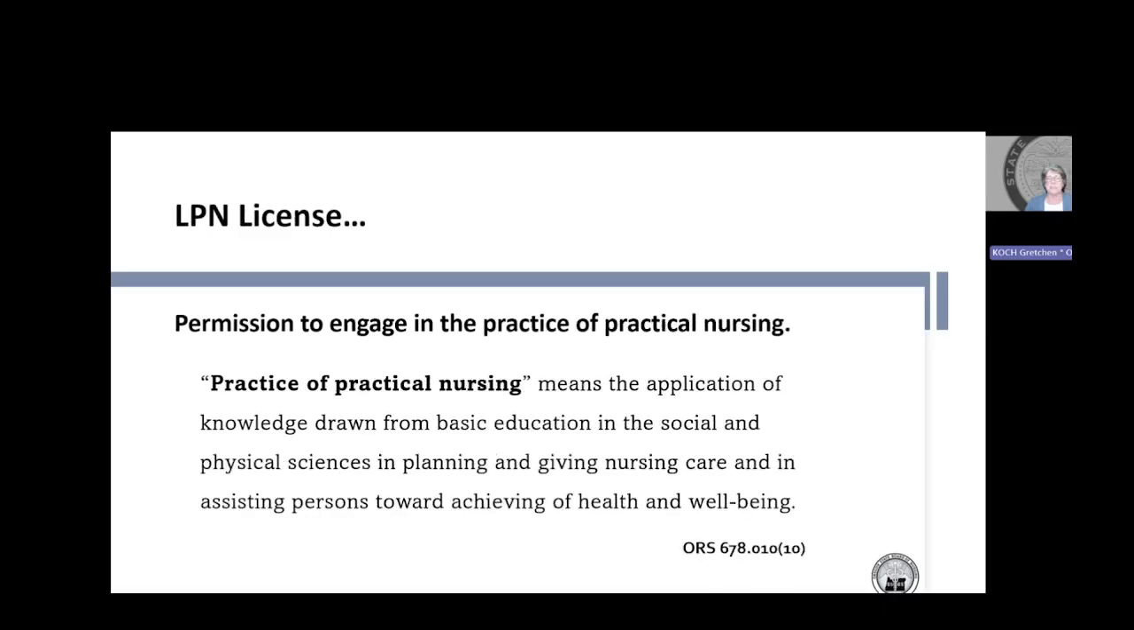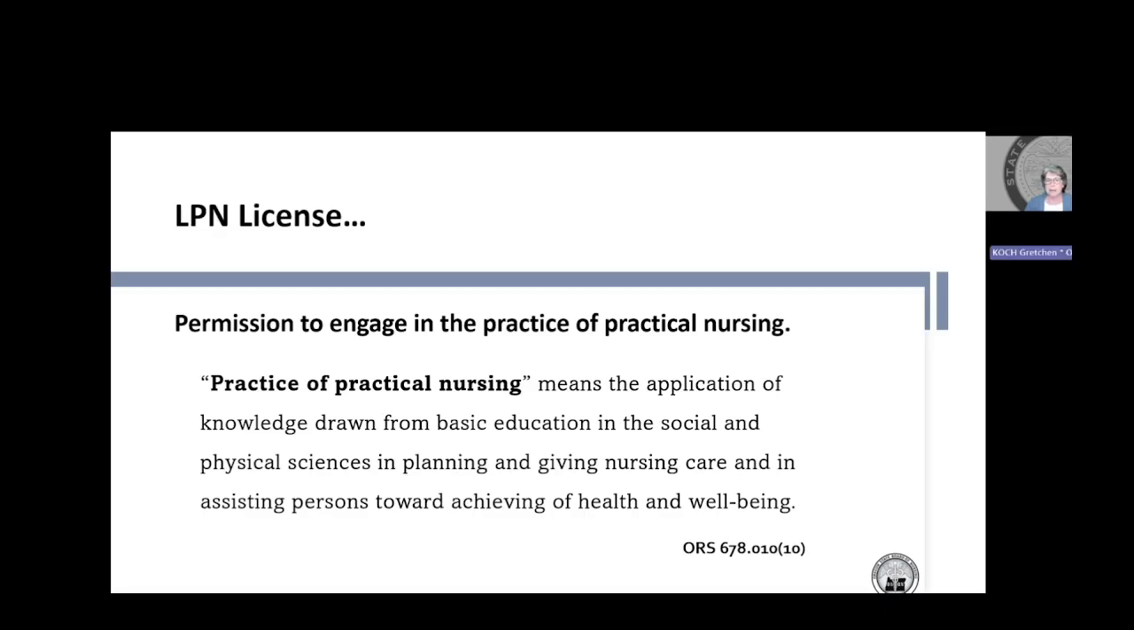Let's check out LPN permissions. Receipt of an OSBN issued LPN license is express permission from the state of Oregon to engage in the practice of practical nursing with clients who are physically located in Oregon. The Chapter 678 statutes define the practice of practical nursing to mean the application of knowledge drawn from a basic education in the social and physical sciences, in planning and giving nursing care, and in assisting persons toward achieving health and well-being. This is what the LPN license owner is expressly authorized to do with persons and clients, recipients of nursing services who are located within Oregon's borders.